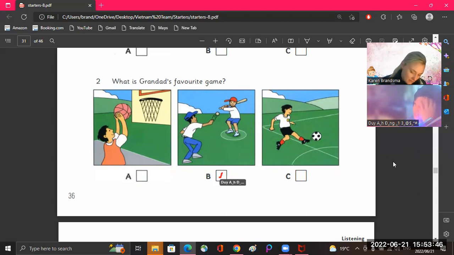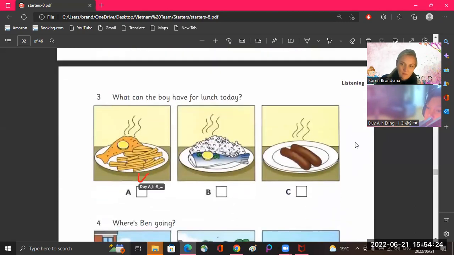Oh, sorry, this teacher got it wrong. 1. Which bag can May have? With a cow on it. Sorry, I think teacher has got it wrong. 2. What is Granddad's favorite game? Do you like football, Granddad? It's okay, but I love basketball. And baseball? Do you like that? No, I don't. Sorry, you are right. Teacher is wrong. Good, Duyan.